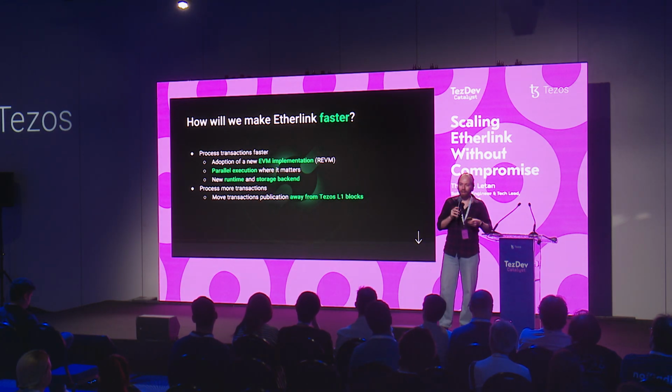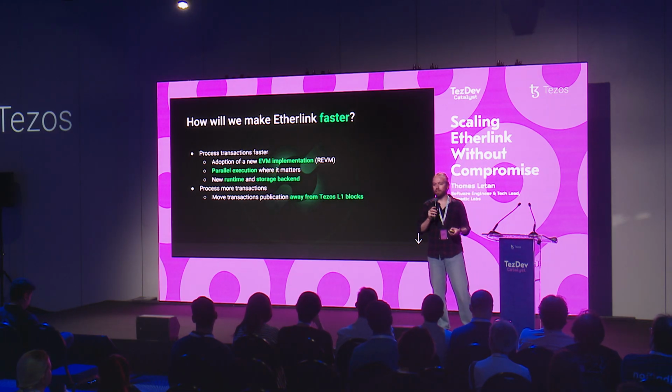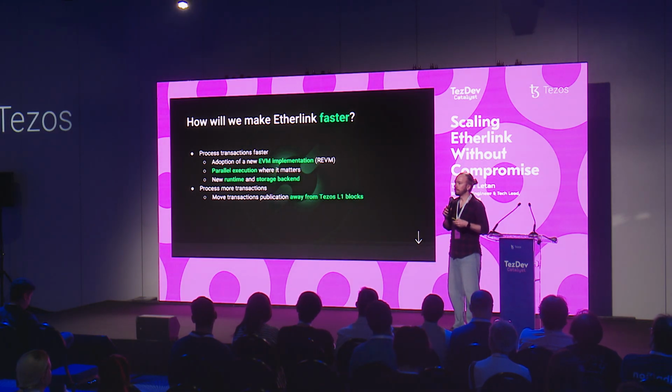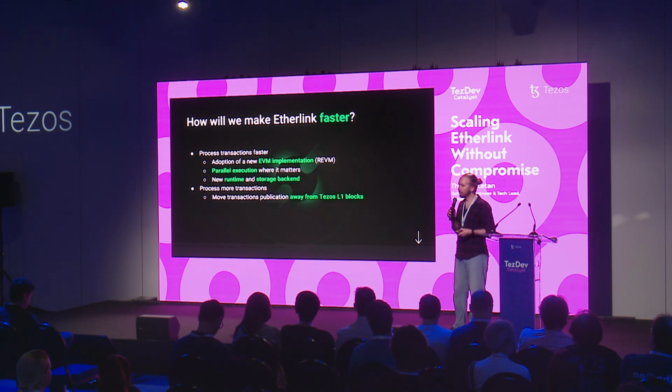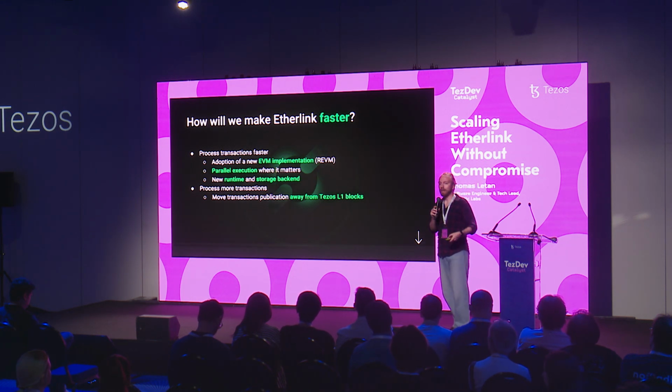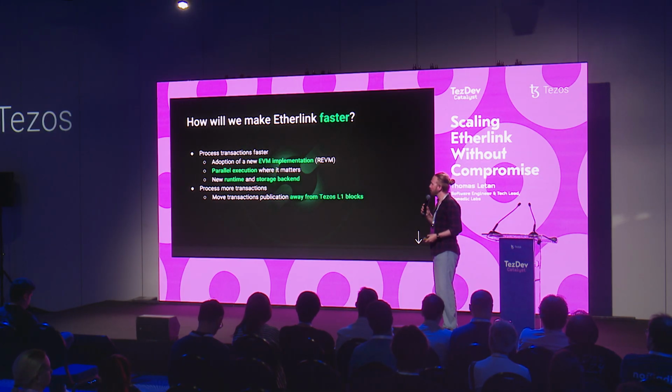We are not particularly happy with the MVM implementation that we are using. We want to change it. It's a very active project that is making great progress, and we already have a very promising benchmark on how this will improve the overall speed of Etherlink. But this will not be enough. We need to go even beyond that. We want to introduce parallel execution where it matters. It's a hot topic in the industry. This is something that we can work on as well and that we can leverage.